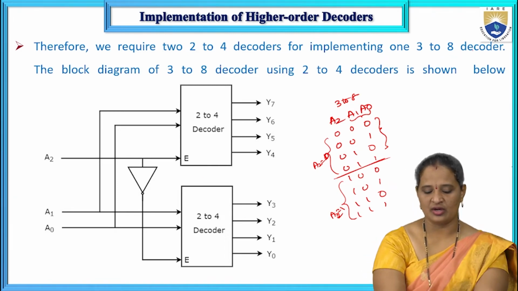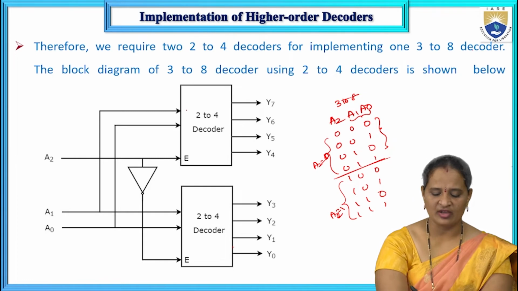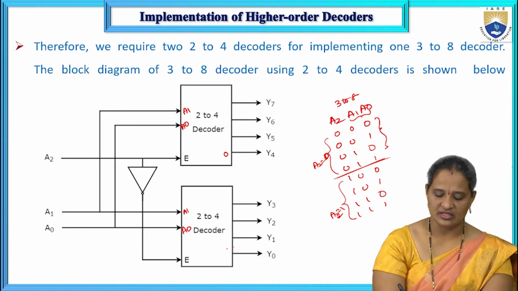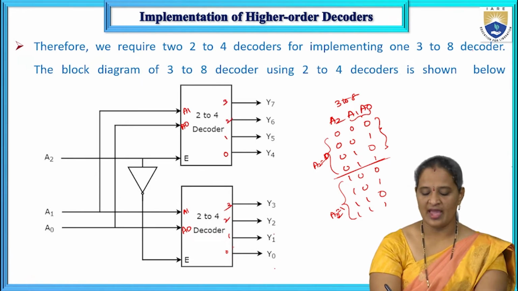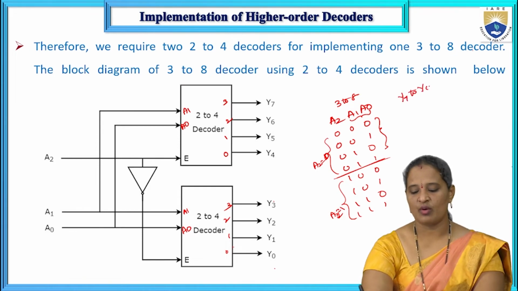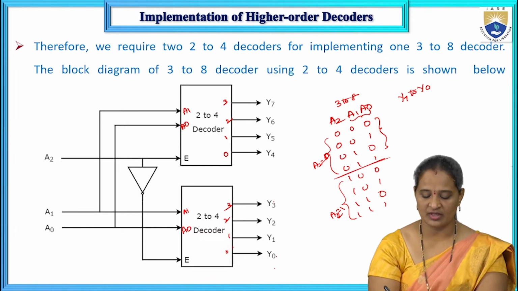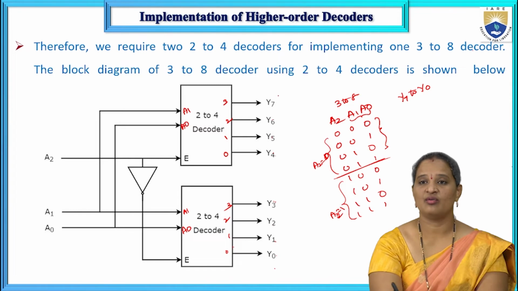So we are taking 2 to 4 decoders here. Each one has 2 inputs, A1, A0, and 4 outputs, represented with 0, 1, 2, 3. I have given the names of the outputs as Y0, Y1, Y2, Y3. Actually we have 8 outputs, Y7 down to Y0. So I am giving the names Y0, Y1, Y2, Y3 to the output lines of the lower order decoder, and Y4, Y5, Y6, Y7 to the upper decoder.